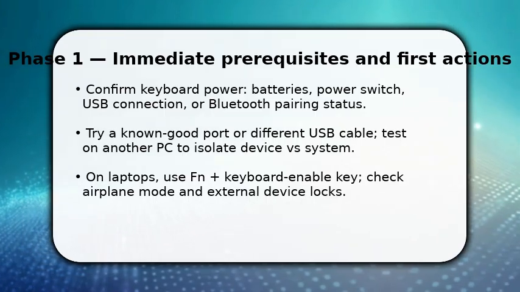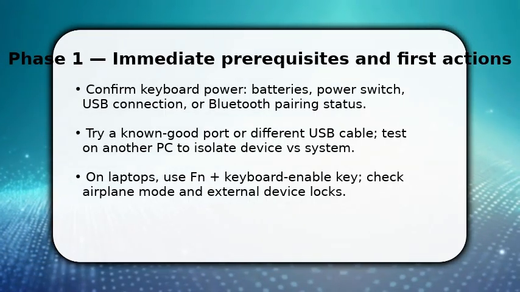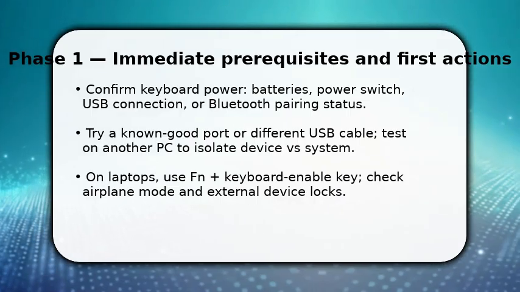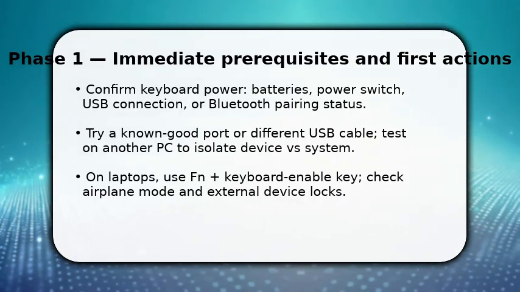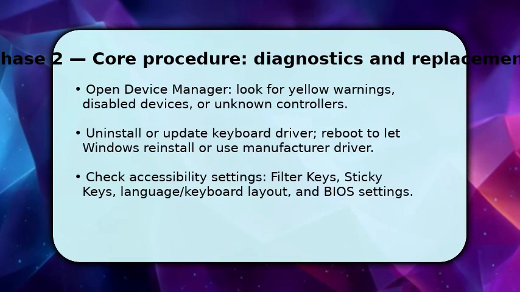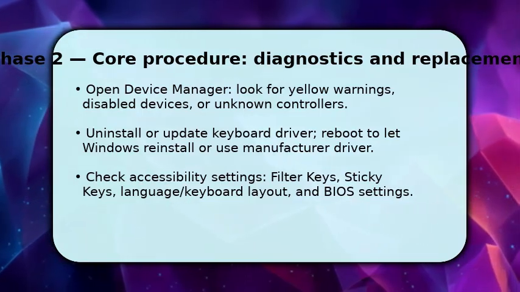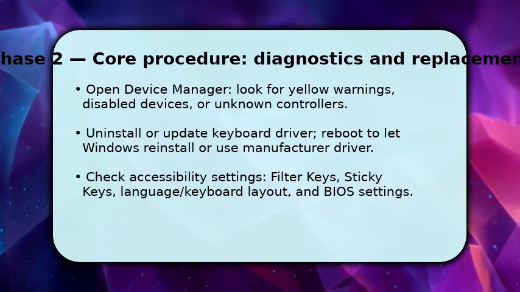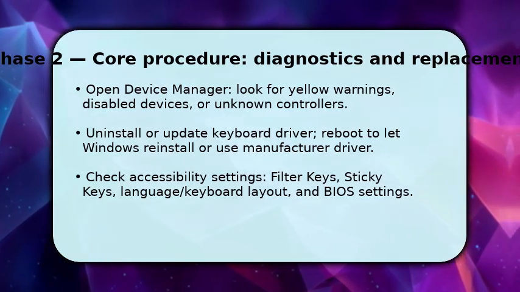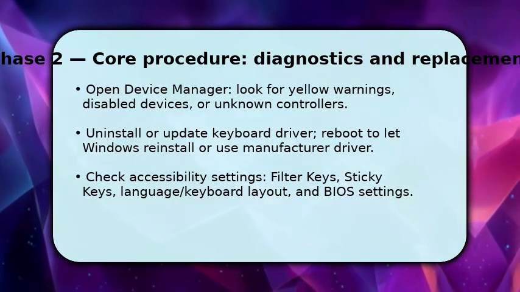On a laptop, press the function key that toggles the keyboard, often labeled with a keyboard icon, because hardware toggles can silently disable input. Once done, move to drivers and system settings. Now focus on software. Open Device Manager and scan for warnings or disabled keyboard entries. Right-click the keyboard, choose Uninstall, and reboot so the OS reinstalls the default driver.